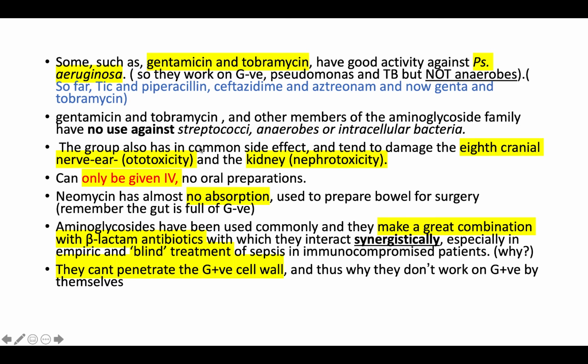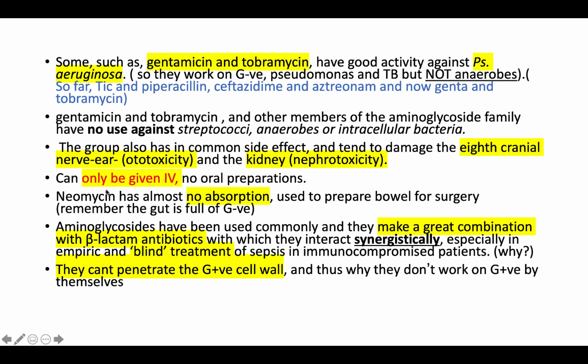The group also has common side effects, كتير تذكروها دائما: auditory, kidney, ototoxicity, nephrotoxicity. هدول هم the common side effects of aminoglycosides. نقطة ثانية, there is no oral preparation, we do not use it orally at all. هذا كله يستخدم بالمستشفى, ما حد بيعطيه جنتامايسين بروحوا على البيت, only be given IV.